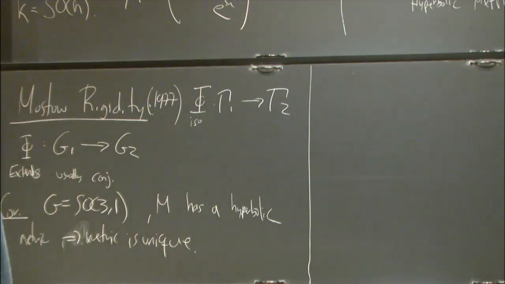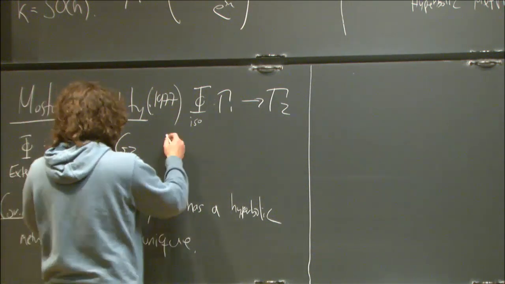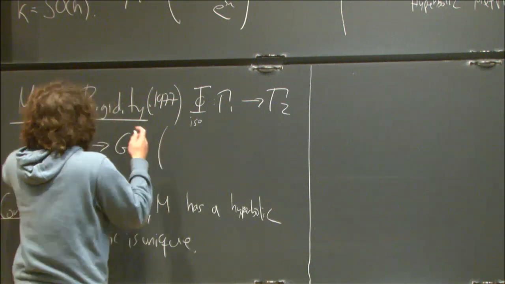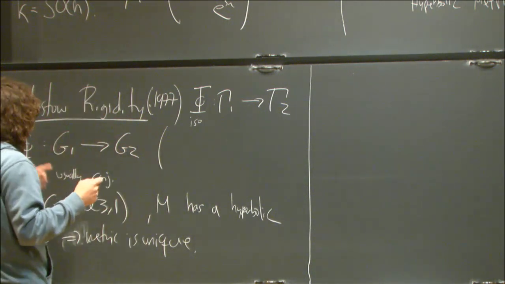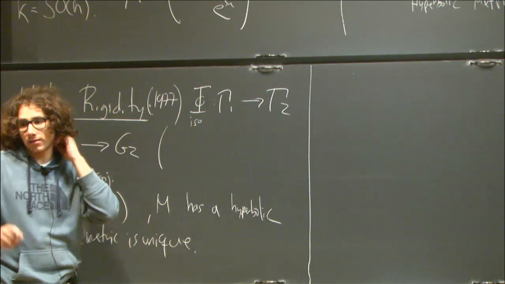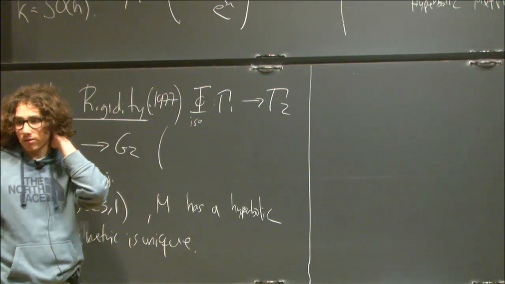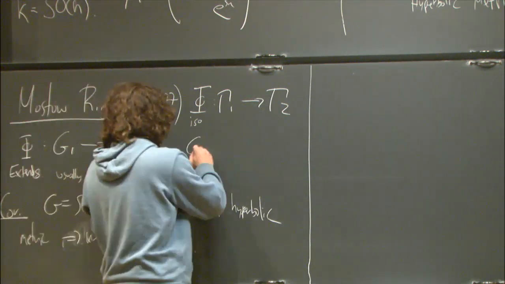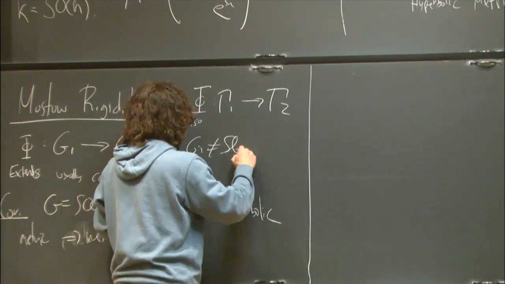In this formulation of Mostow rigidity, what are the hypotheses on G1, G2? Yeah, so here the hypothesis is that G1, let's say, is simple, a lattice, and is different than SL2R. Just different than SL2R.